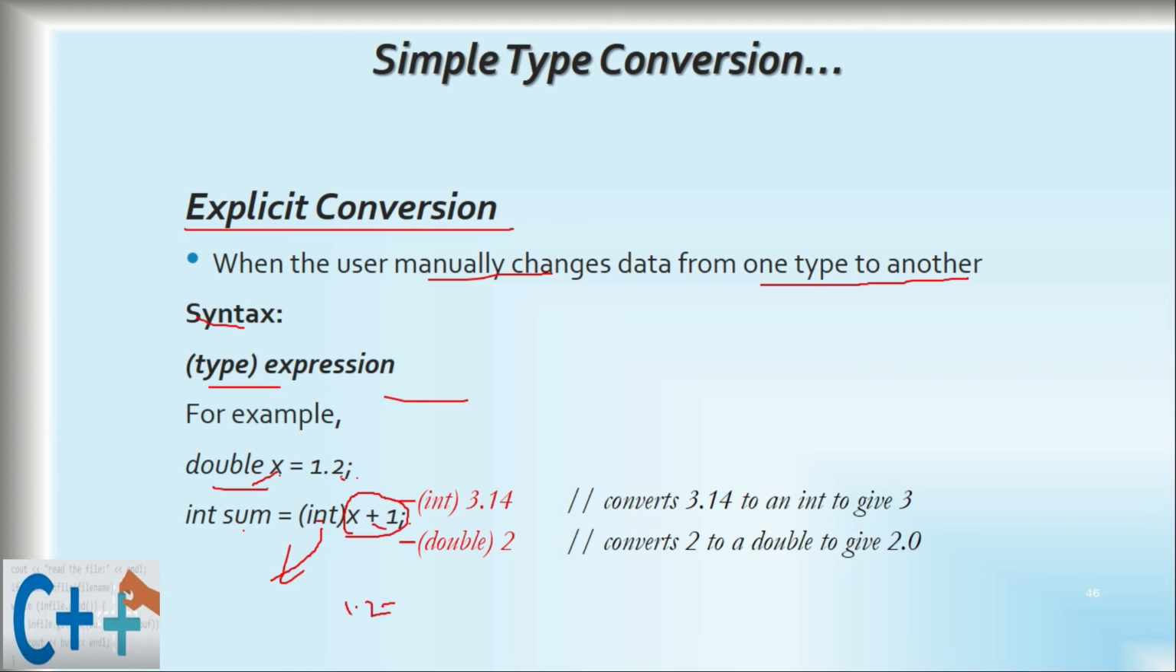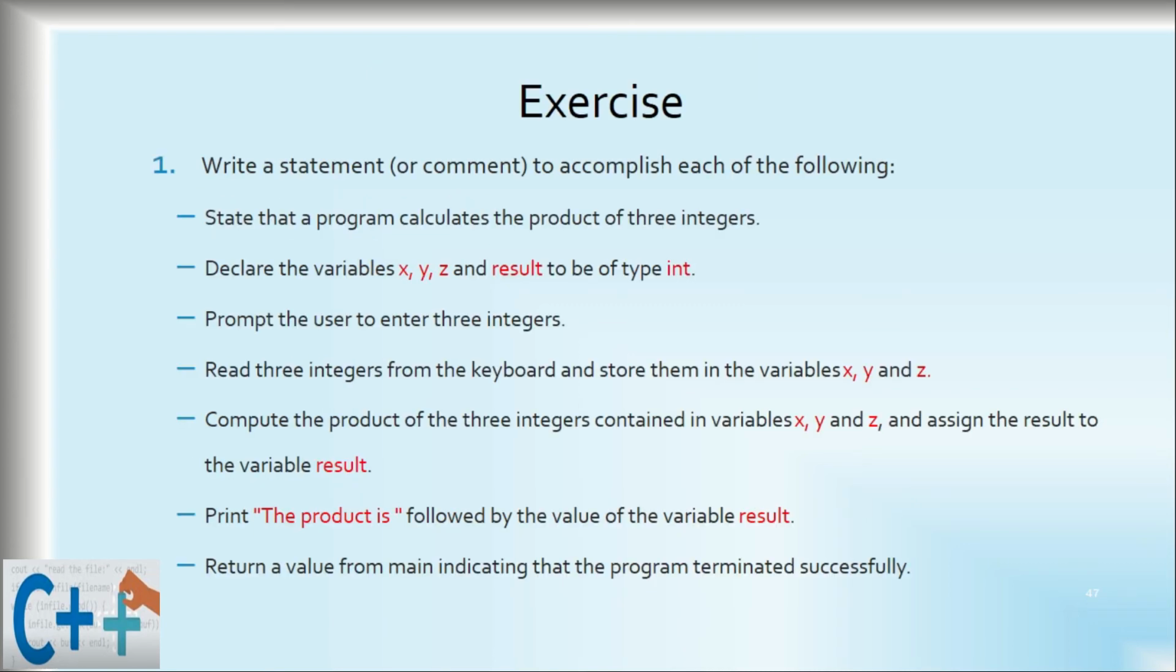Because x is first a double value, 1.5, 1.5 plus 1 is equal to 2.5. When we cast it to int, the output is 2. And when we cast to double, the reverse is 2.0, with the fraction part. Good. This is the exercise.